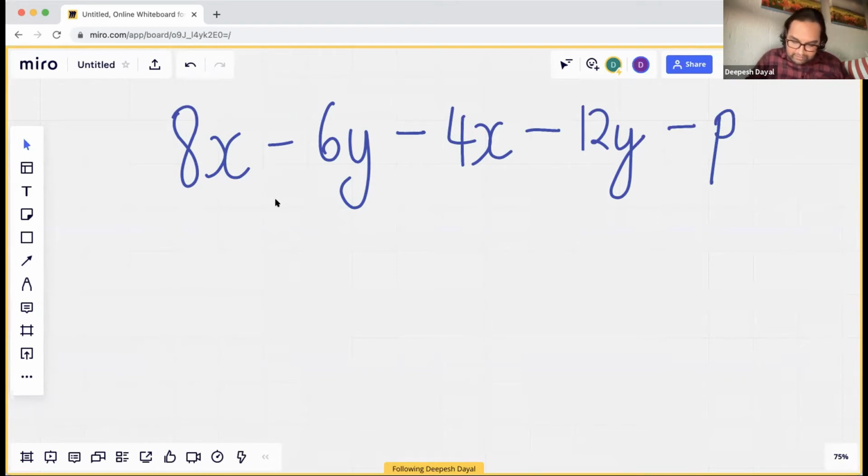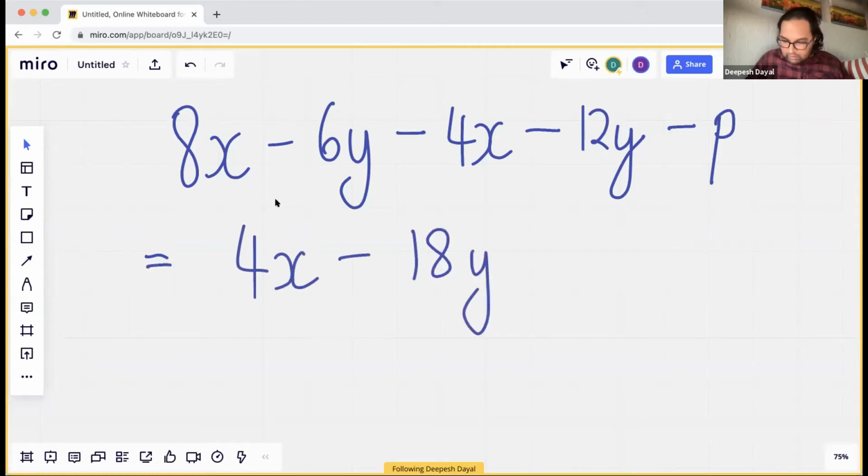Four x minus 18y minus p. Okay, and who is that? Oratile. Okay, thanks for that, Oratile. So Oratile says 4x minus 18y minus p. Does everybody agree here with Oratile? Yes. Okay, very important to circle the whole thing.